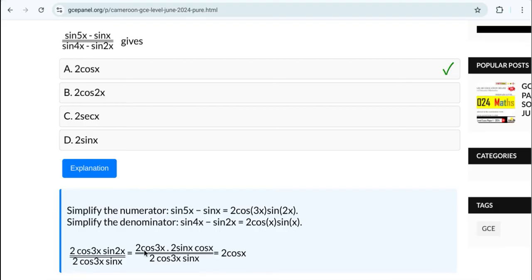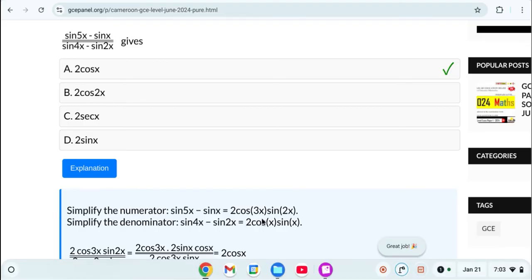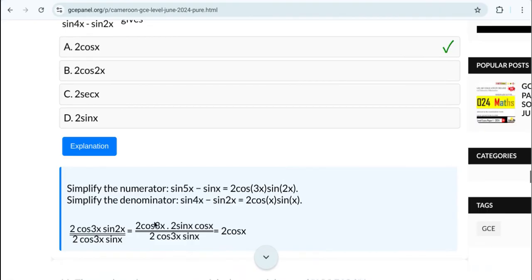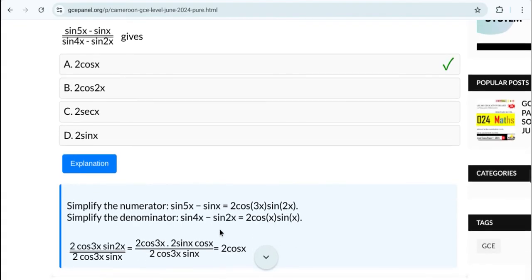So now we divide. We have 2 cos 3x times sine 2x, and sine 2x is the same as 2 sine x cos x. So we have 2 cos 3x times 2 sine x cos x, all over 2 cos 3x sine x. I said the 3 was missing here, so that was my omission. So 2 cos 3x cancels with 2 cos 3x, and sine x cancels with sine x. We will be left with just 2 cos x, which is A. Our key is A.